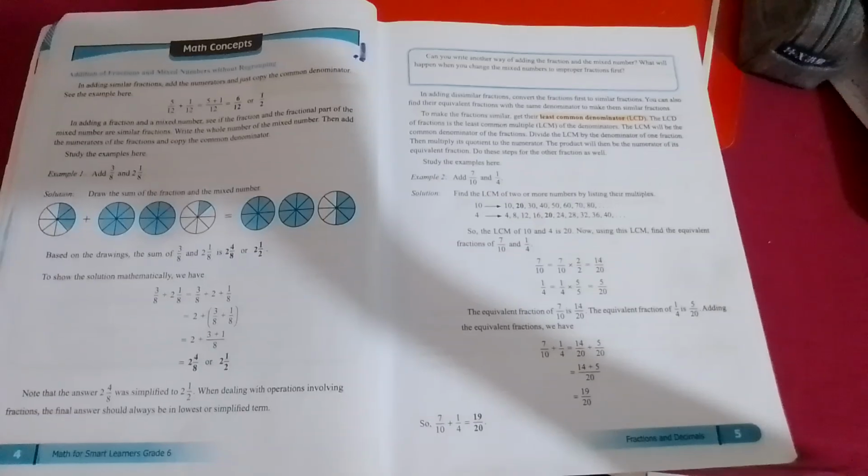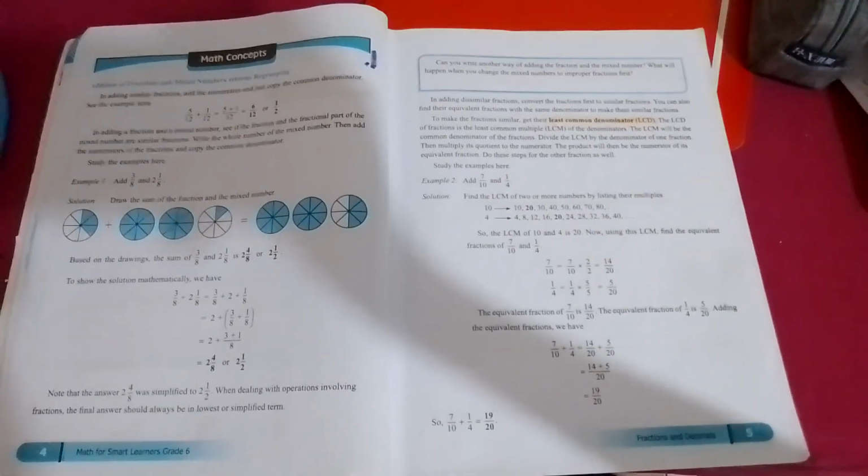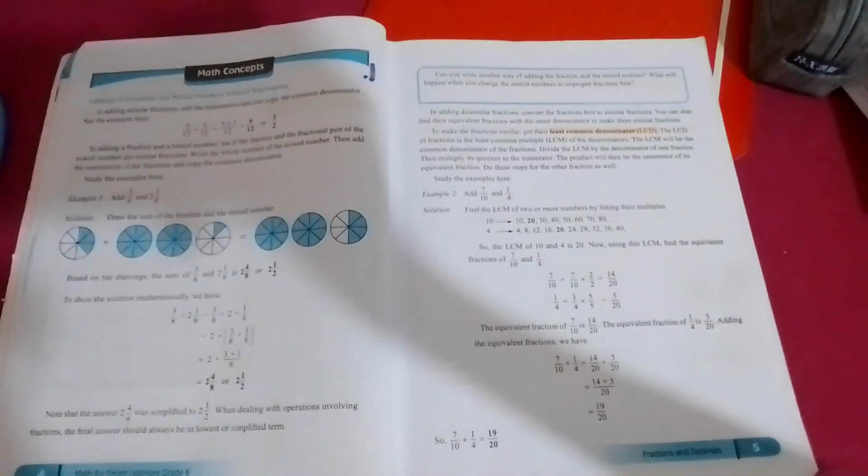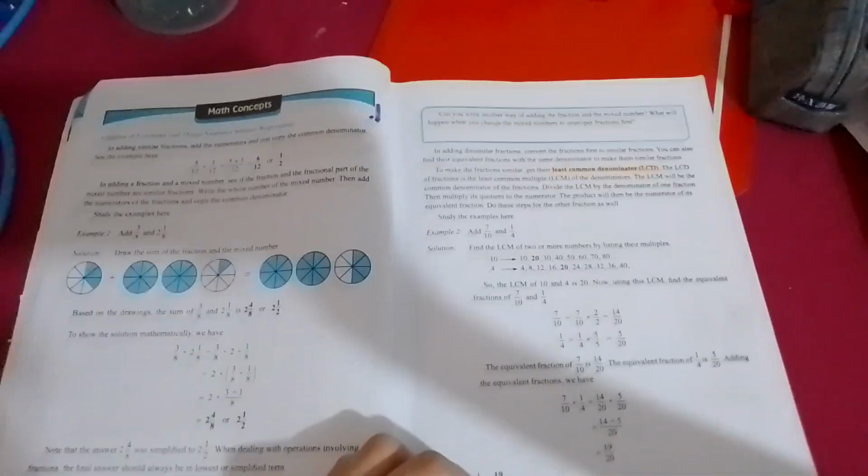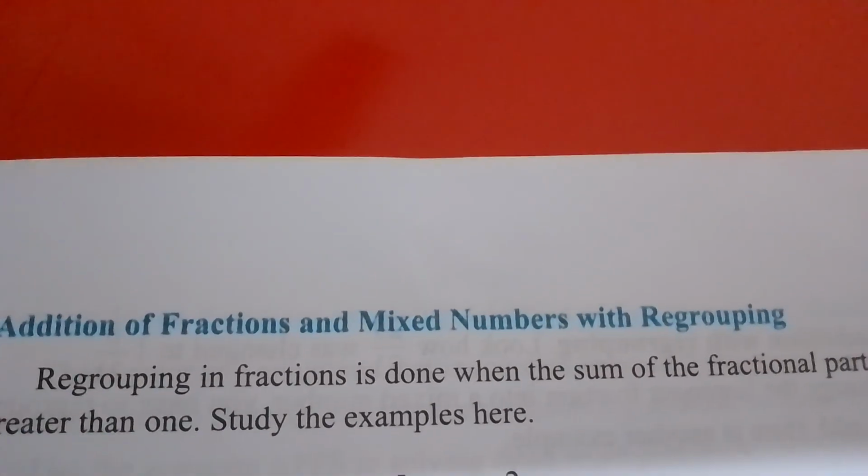So we know that this is adding mixed numbers without regrouping, because the numerators will be less than the denominators. The next lesson is part 2, which is all about addition of fractions and mixed numbers with regrouping.